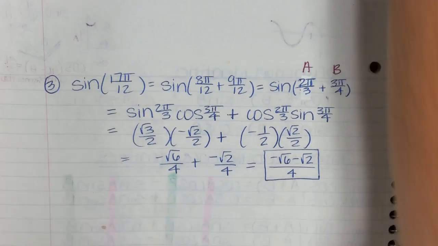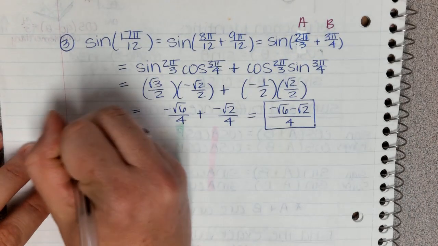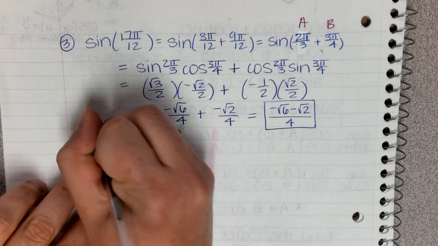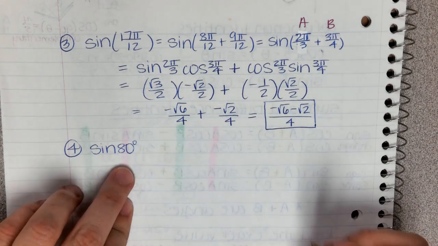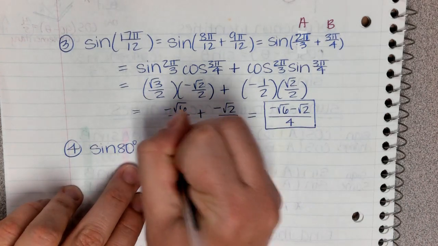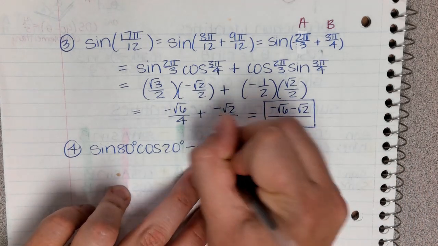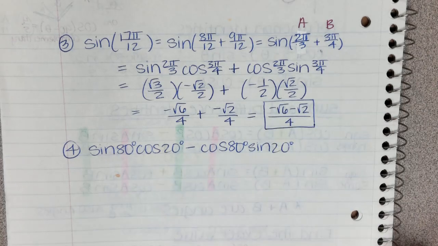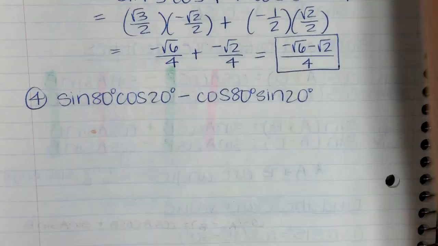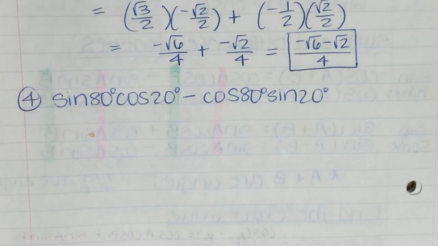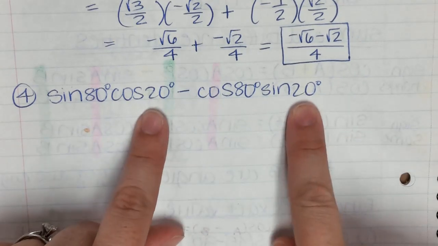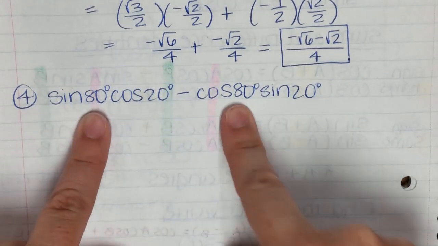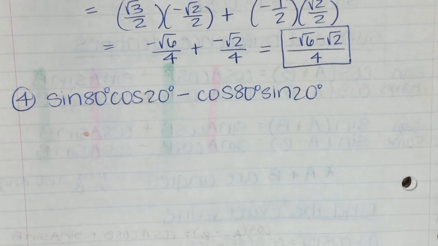All right, the last thing that we're going to do. What is the sine of 80 degrees times the cosine of 20 degrees minus the cosine of 80 degrees times the sine of 20 degrees? Let me just read this. Sine 80 cosine 20 minus cosine 80 sine 20. Now, is 20 on the unit circle? No. Is 80 on the unit circle? No. So how am I supposed to do this?